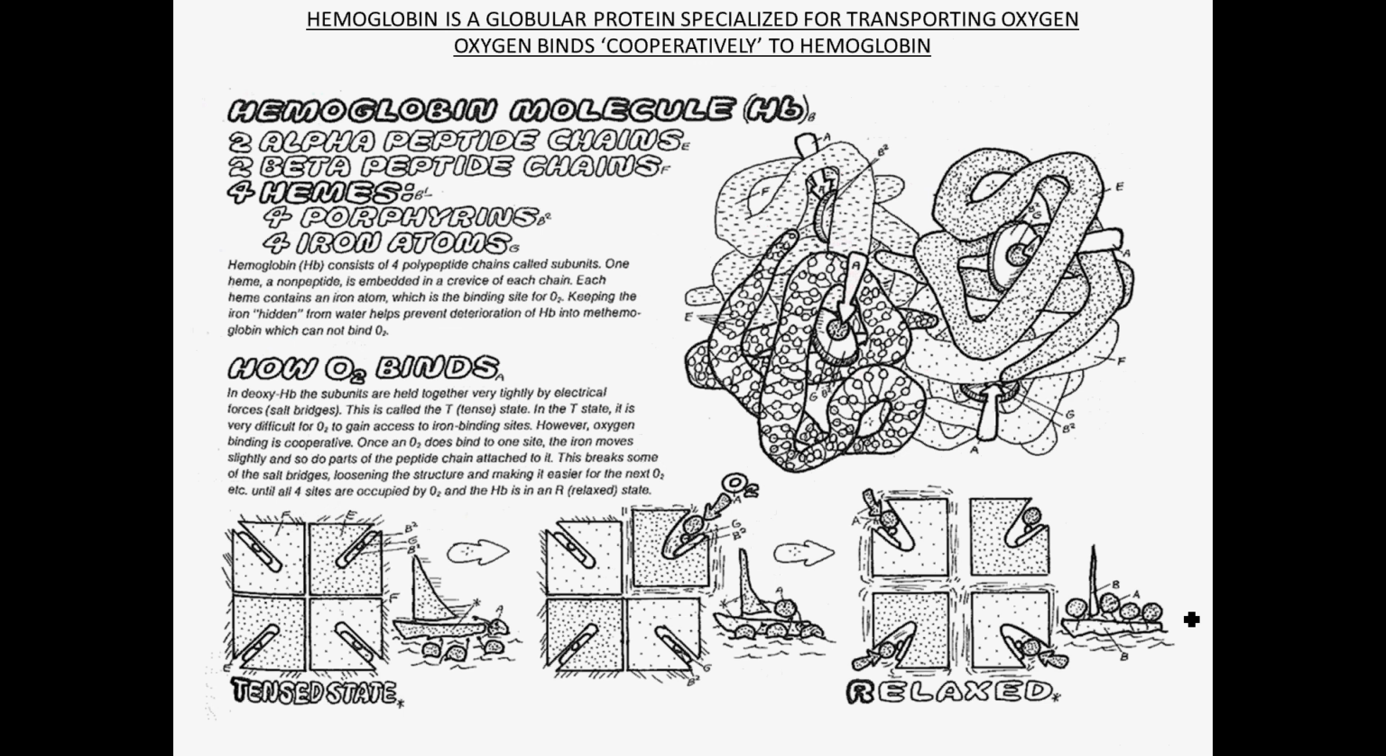Here's a little more about hemoglobin from the coloring book. Again, the hemoglobin molecule has two parts: the two alpha peptide chains and two beta chains, which are the globular subunits. Each of those globular subunits has a heme associated with it, which is a porphyrin ring and an iron atom, so 4 iron atoms in all.